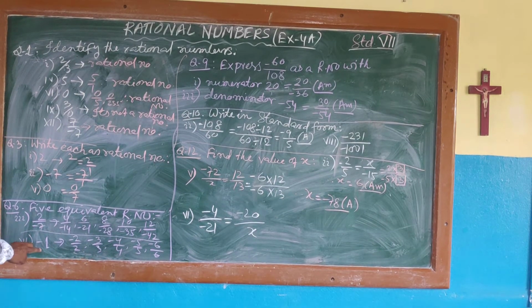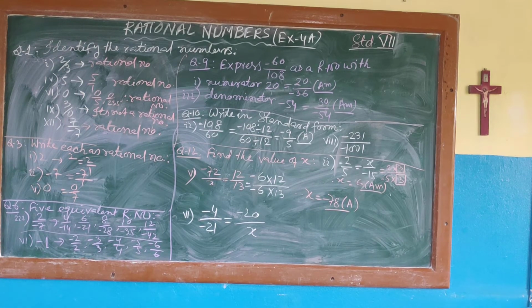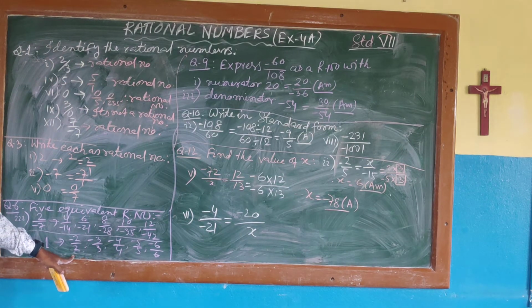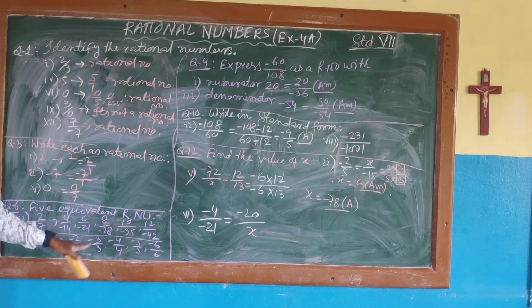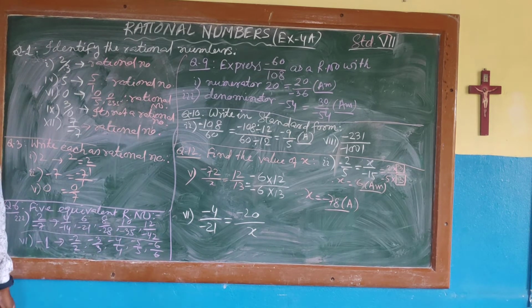Now equivalent fractions of minus 1. Minus 1 can be written as minus 1 by 1. If you find the first equivalent fraction, it will be minus 2 by 2, minus 3 by 3 will be the next, then minus 4 by 4, and it goes on. You can pick up to minus 6 by 6 as equivalent fractions.